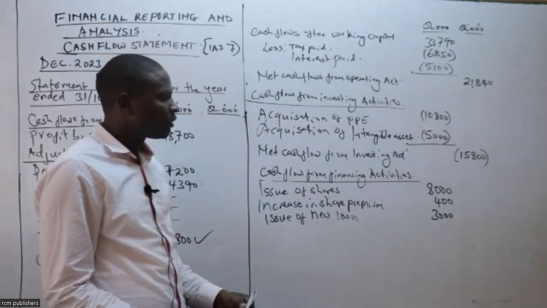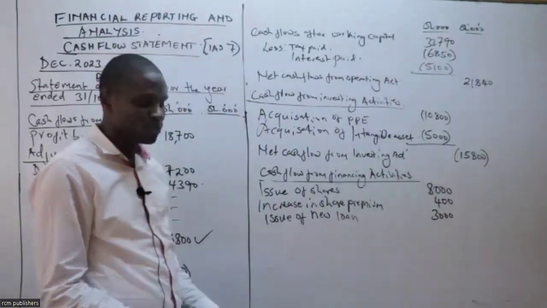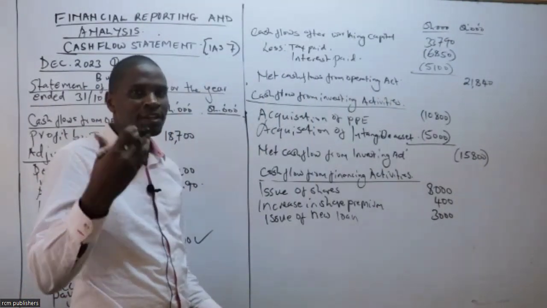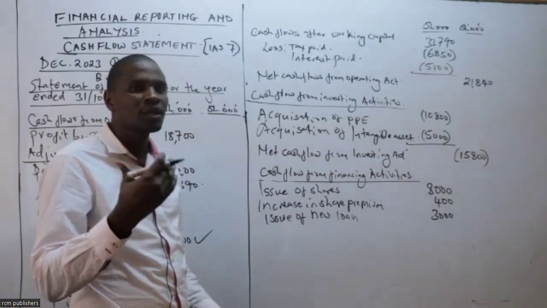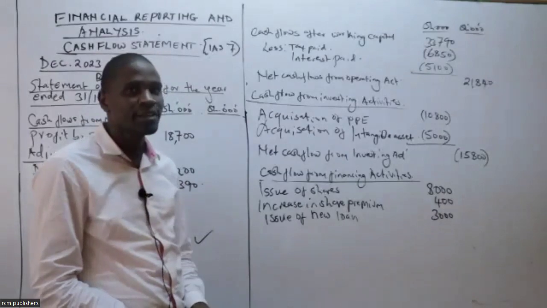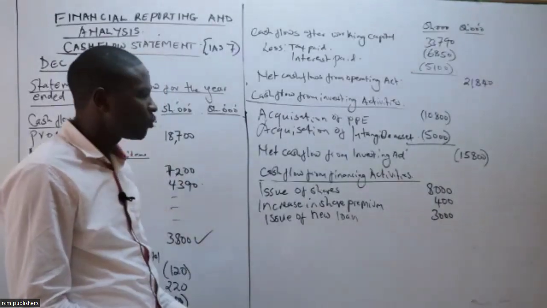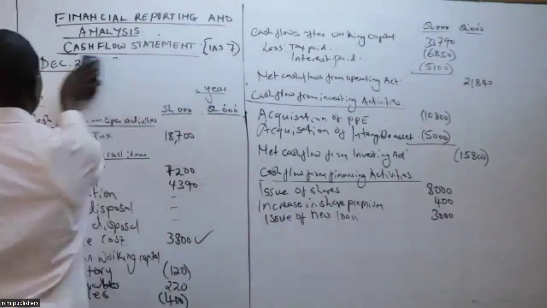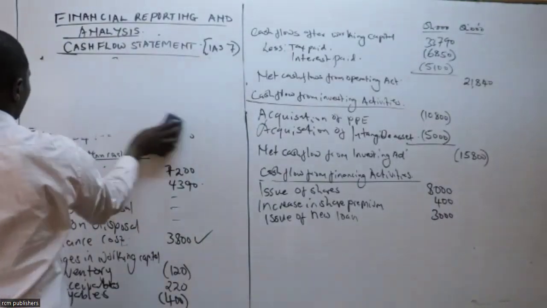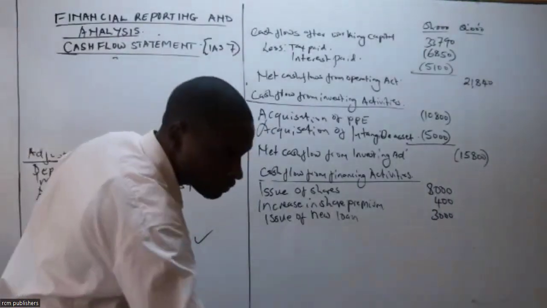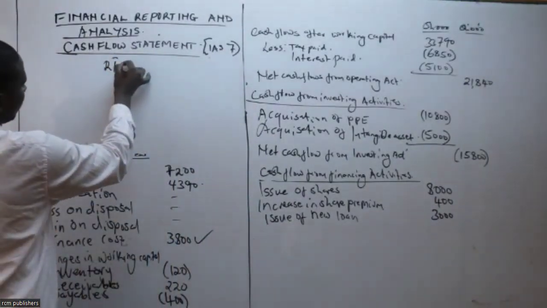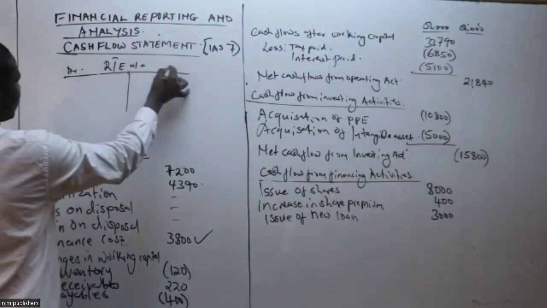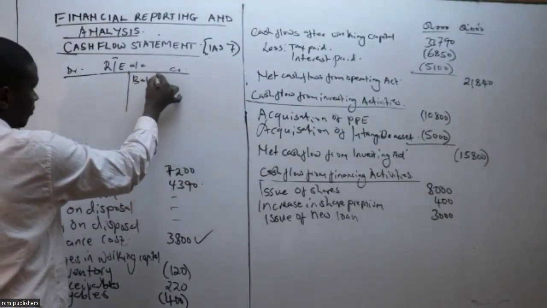We are almost there. Now, we are remaining with two items, and I can see we have retained earning. For the retained earning, class, remember, anytime you are given retained earning, it will assist you to get the dividend paid. Therefore, let's open a retained earning account. You can have the retained earning account. It will assist us to know how much is debit, how much is credit. And of course, it will have a credit balance.